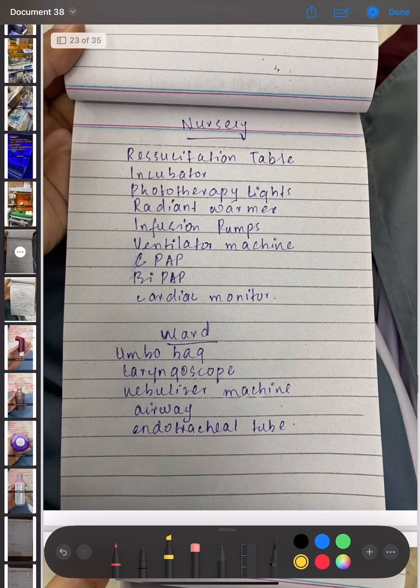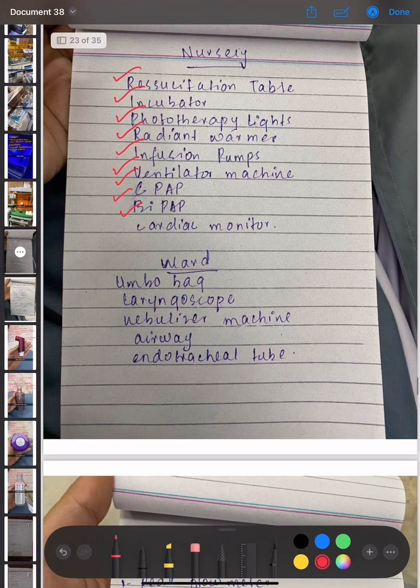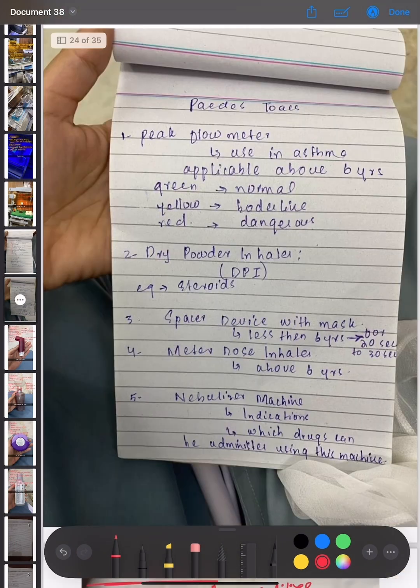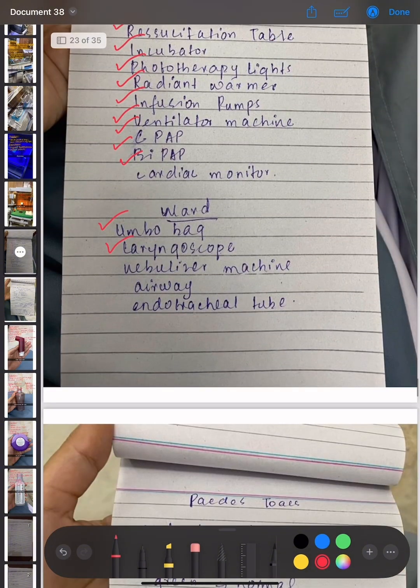Okay, so these are the instruments that we have discussed. That is resuscitation table, incubator, phototherapy lights, radiant warmers, infusion pumps, ventilator machine, CPAP, BiPAP, and cardiac monitor. In the ward, ambu bag, laryngoscope, nebulizer machine, airway, and endotracheal tube. We have discussed all these.